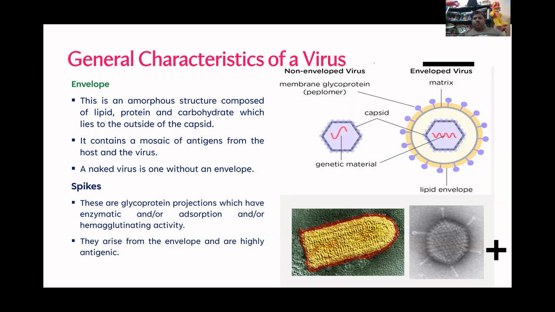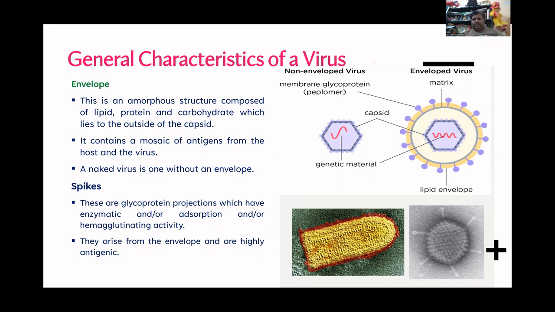So apart from the coat protein, that is the capsid, and the nucleic acid, viruses may also have something called an envelope. This envelope is an amorphous structure which is composed of lipid and sometimes could be associated with some sort of a protein and carbohydrate as well. It lies outside the capsid and it is mostly antigenic in nature. This contains a mosaic of different antigens of the virus.